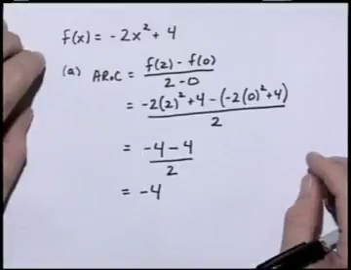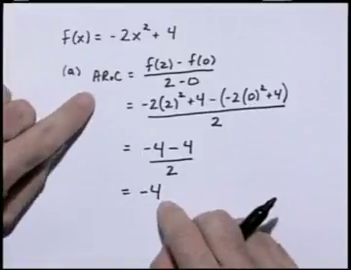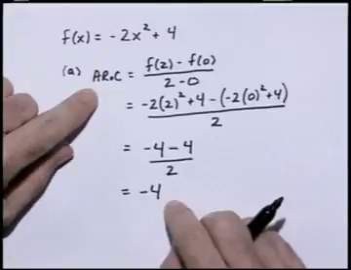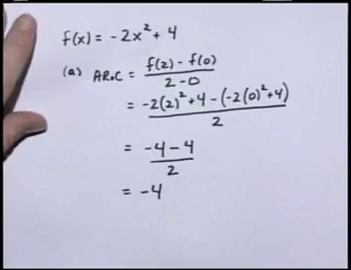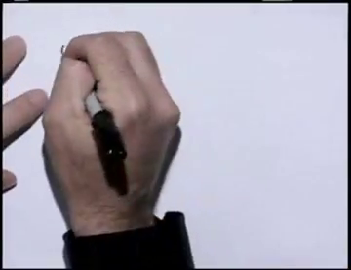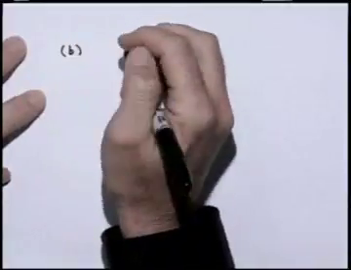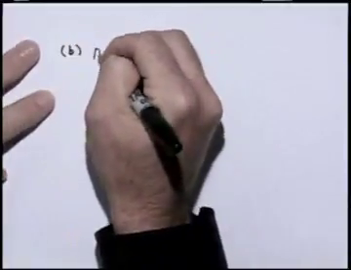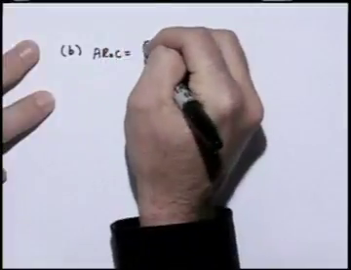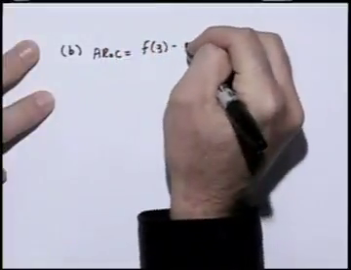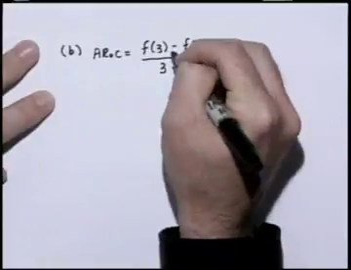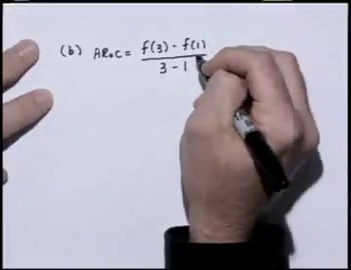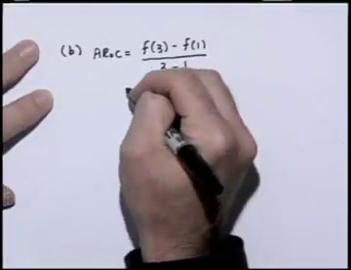Thought of from a geometric point of view, the slope of the line containing the points at x is 0 and x is 2 on the function is negative 4. Now let's do a couple more. For example, suppose we wanted the average rate of change from 1 to 3. That basically means that we want the slope of the line between x is 1 and x is 3, or we want f of 3 minus f of 1, your change in y, over 3 minus 1, your change in x.